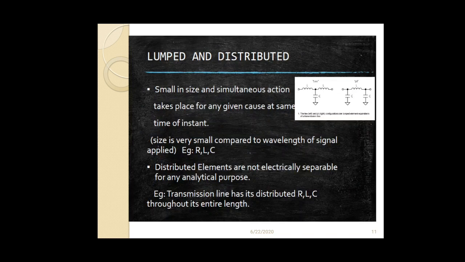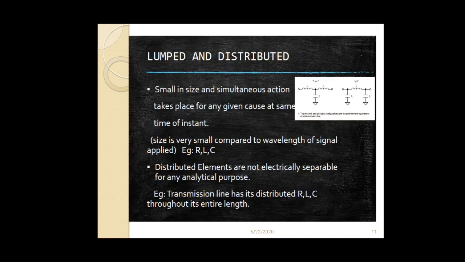The next one is lumped and distributed elements. Elements that are small in size, where simultaneous actions take place for any given cause at the same instance of time, are called lumped elements. Lumped elements are very small in size. In other words, lumped elements are physically separable.